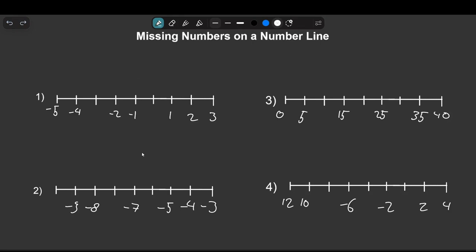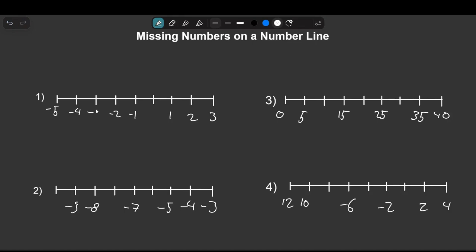So let's get into our first example, where we have a number line from -5 to 3. As we can see, we have been given 7 of the numbers, but we are missing 2 of them. We can find these numbers by looking at the number line and seeing what value the spaces in between have. We can see -4 to -2 has increased by 2. So this tells us that one step will equal an increase of 1.